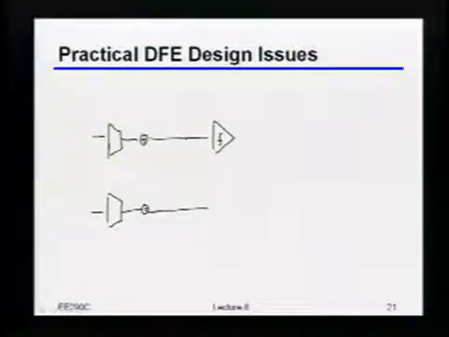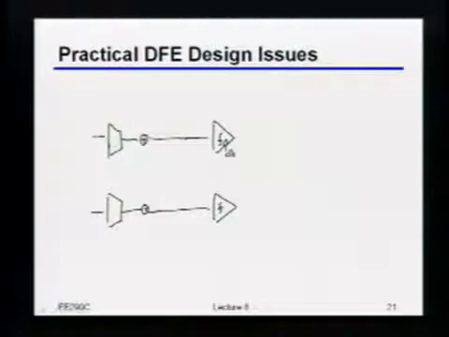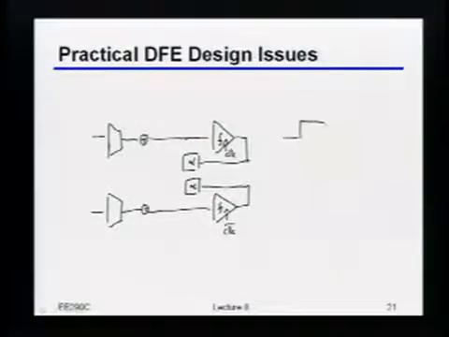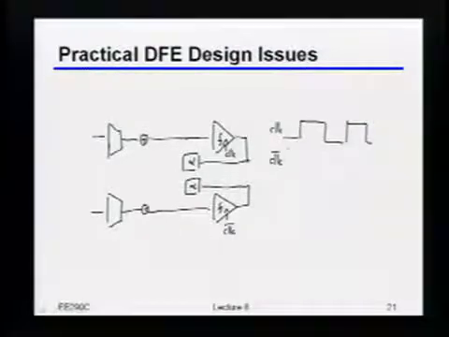You'd have, let's say, two comparators. One, let's say, clocked off of clock. The other one, let's say, clocked off of clock bar. Okay? And then at least conceptually, when you want to do the feedback, you still have to scale it by some coefficient.